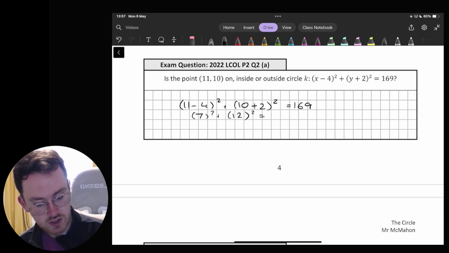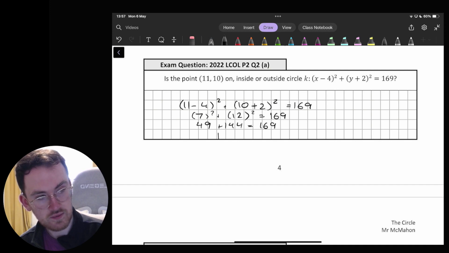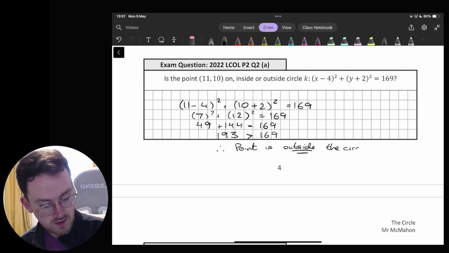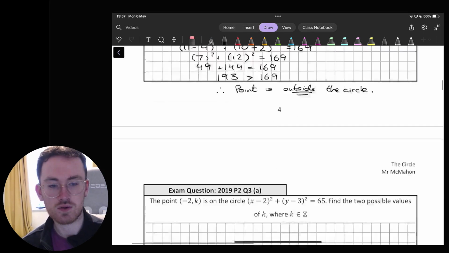It's still important to be aware of. So 49 plus 144 equals 169, and I'm getting 193, which of course is bigger than 169, so therefore my point is outside the circle. Okay, and just as straightforward as that.